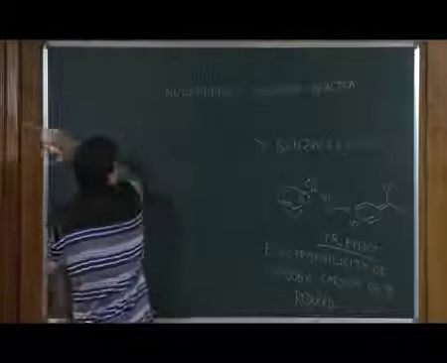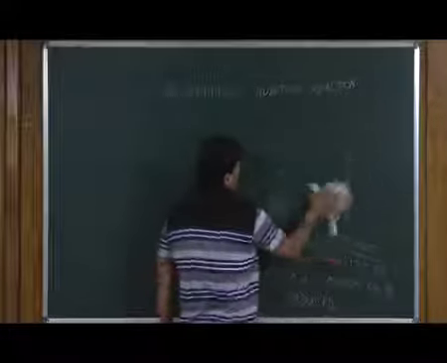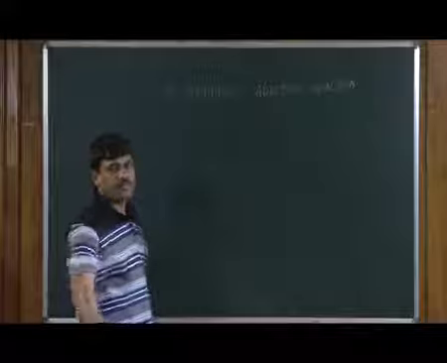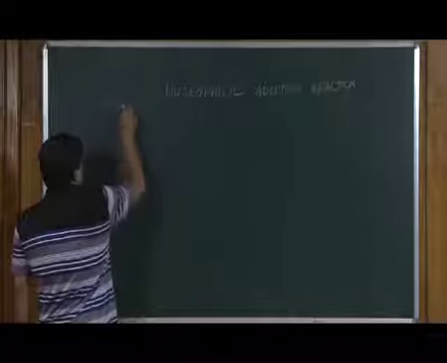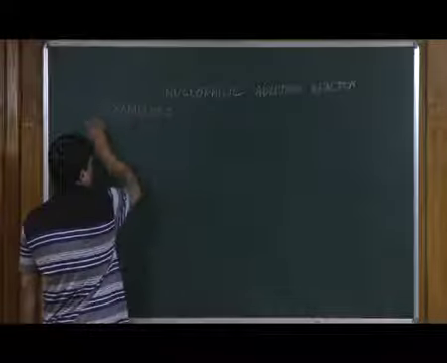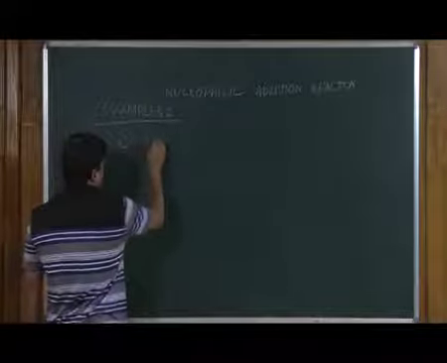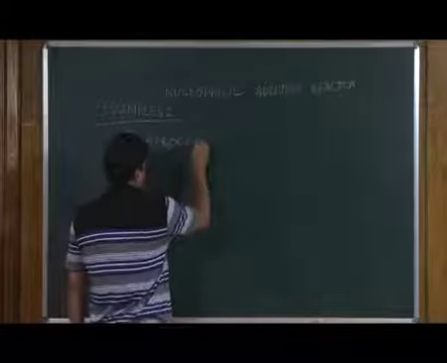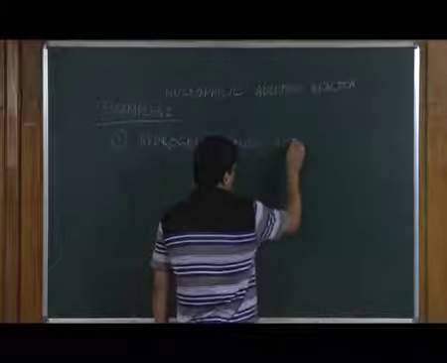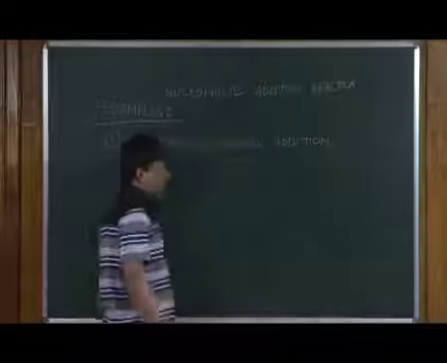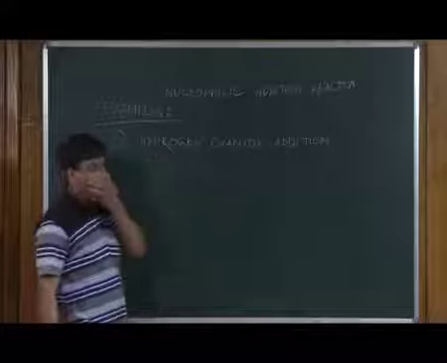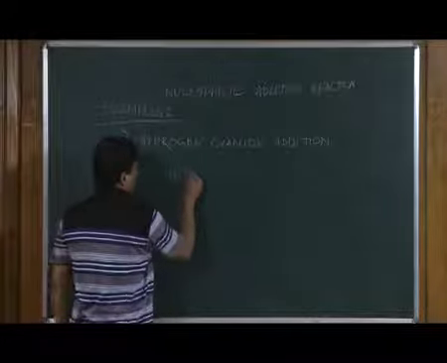Okay, now we will discuss some examples of nucleophilic addition reactions, and the first one is the hydrogen cyanide addition. Generally the hydrogen cyanide addition to carbonyl compound is slow, but if you add some base, then the more potent cyanide nucleophile is generated and that makes the reaction faster.